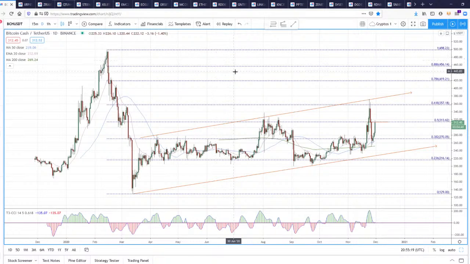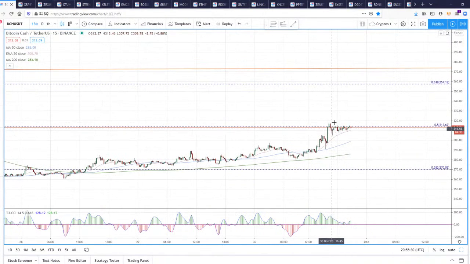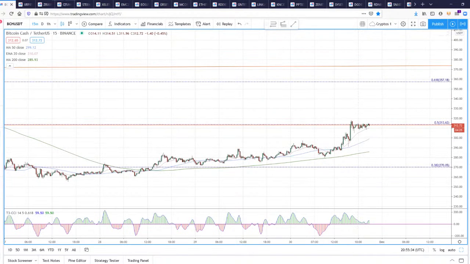So I'm going to carry on here. If we can get above 313, we go higher. Again, I think that this is potentially a level where we could reverse. So I'm watching this. If we look at this 15-minute, here we are sideways at this level.